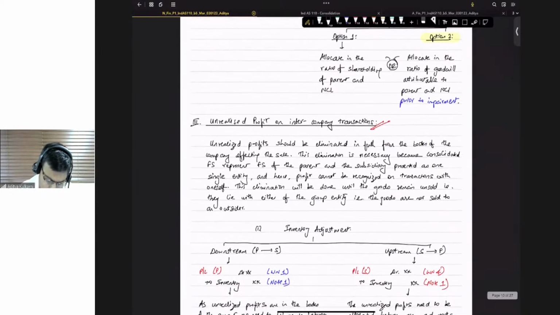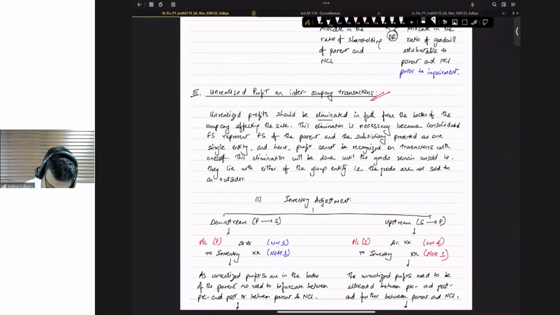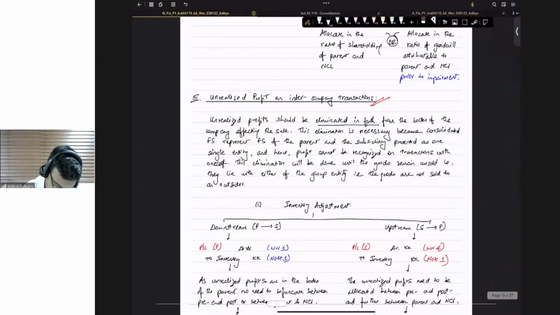Unrealized profit on intercompany transactions should be eliminated in full from the books of the company effecting the sale. This is necessary because consolidated financial statements are the financial statements of the parent and the subsidiary presented as a single entity, and hence profit cannot be recognized on transactions with oneself. This elimination will be done until the goods remain unsold, that is, they lie with either of the group entities and are not sold to any outsider.